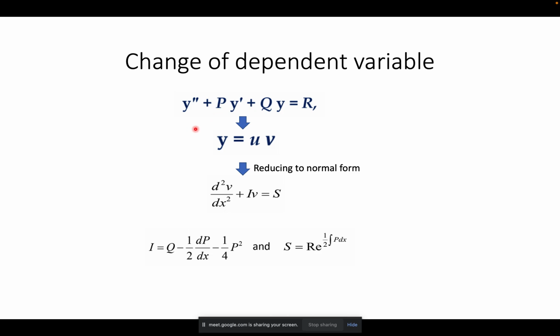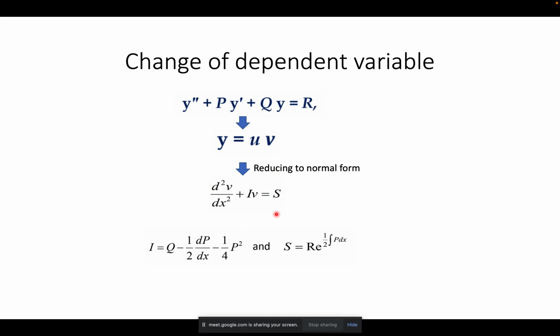So suppose you have some differential equation given in this form, y double dash plus p y dash plus q y is equal to r. So here the dependent variable is y because you are defining the derivative with respect to x. So y is the dependent variable. Now what you do in this dependent variable method, you first substitute y is equal to uv in the given differential equation, and by doing so you can completely eliminate the first order derivative from the given differential equation, and you can reduce the equation to this normal form.